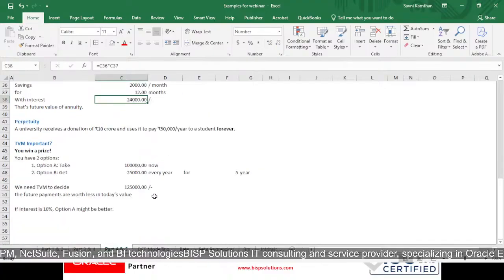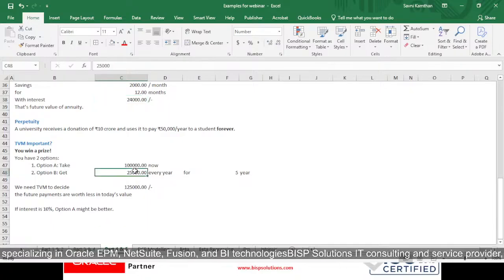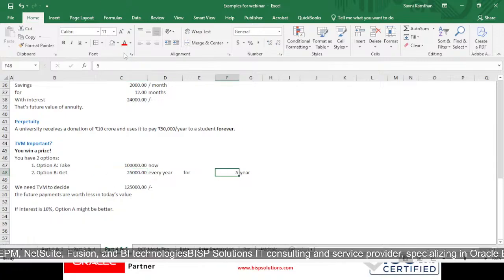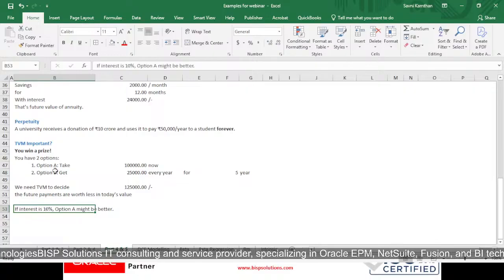Then comes the importance of TVM. If we are winning a prize, we have two options. The first option is to take 1 lakh rupees now, and you can use it anywhere. Option B is to get 25,000 rupees every year for 5 years. Taking 25,000 every year for 5 years gives us around 1,25,000 rupees. But the future payments are worth less in today's value. So if interest is 10%, we will go with option A, and then we can invest it in some plans.